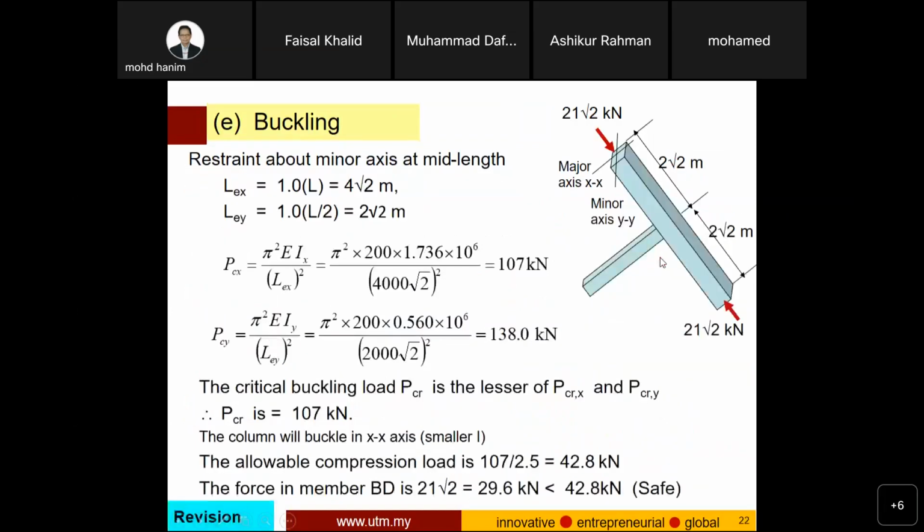So restraint about minor axis at mid length, but it is not restrained about major axis. But it does not mean that it is weak. It depends on the slenderness of the unrestrained, the slenderness of the member.